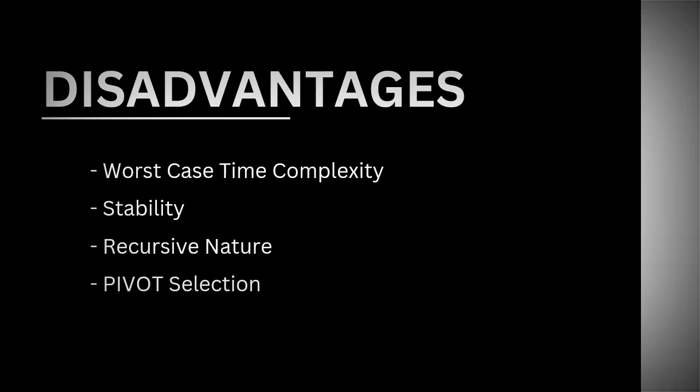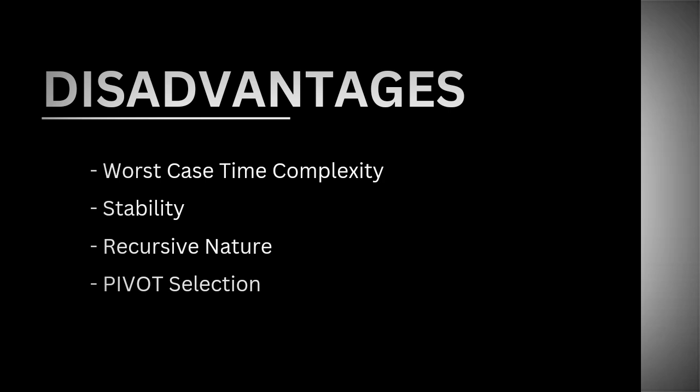So now let's talk about the disadvantages of it. First one is worst case time complexity. If the pivot selection is poor, then it will cost you time, because if you always choose the smallest or always choose the largest element, then it creates a bad time complexity. The largest element will always be on the right side at the end, so every single element will be on the left side, which makes sorting harder.